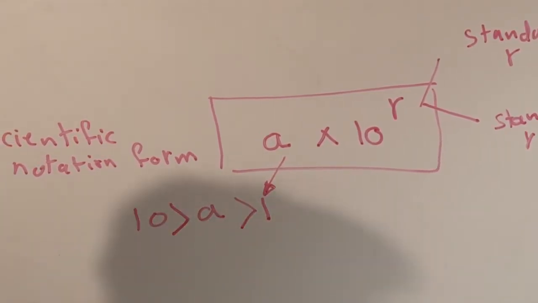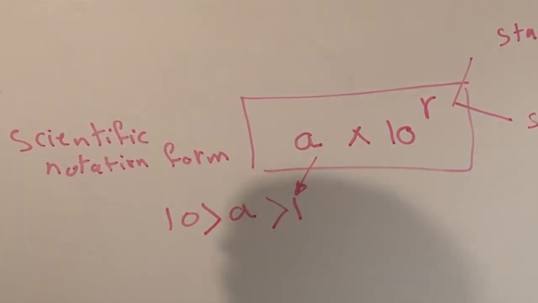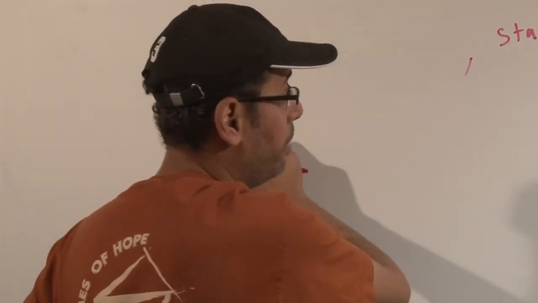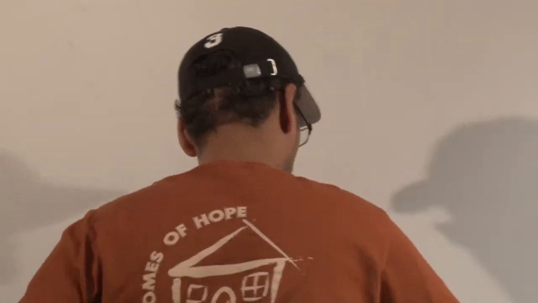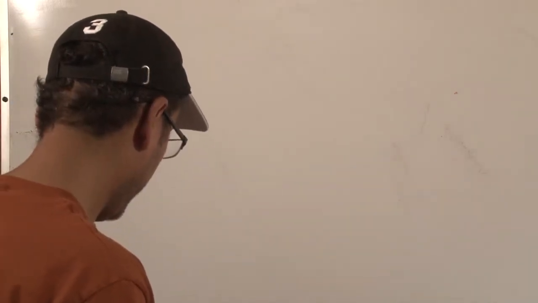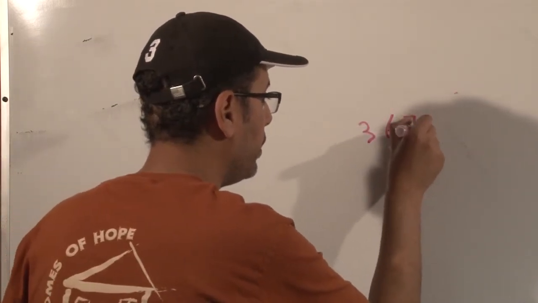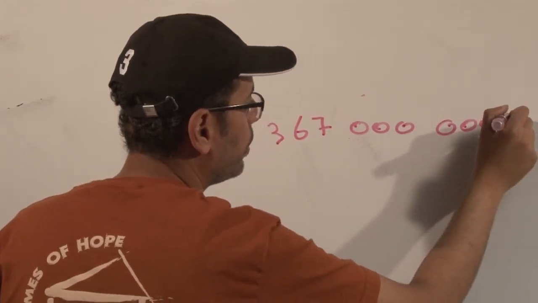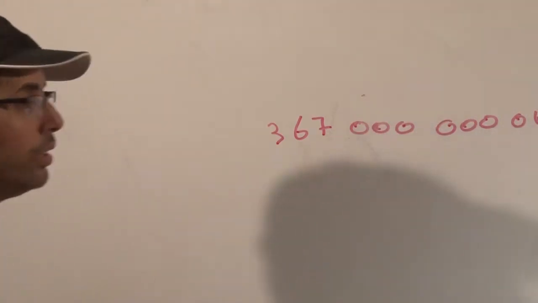So, to convert from a big number or a standard number to scientific notation, there are 3 steps. Let's get one of those crazy numbers and put it in scientific notation. So let's get, how about that, 367 followed by 9 zeros.